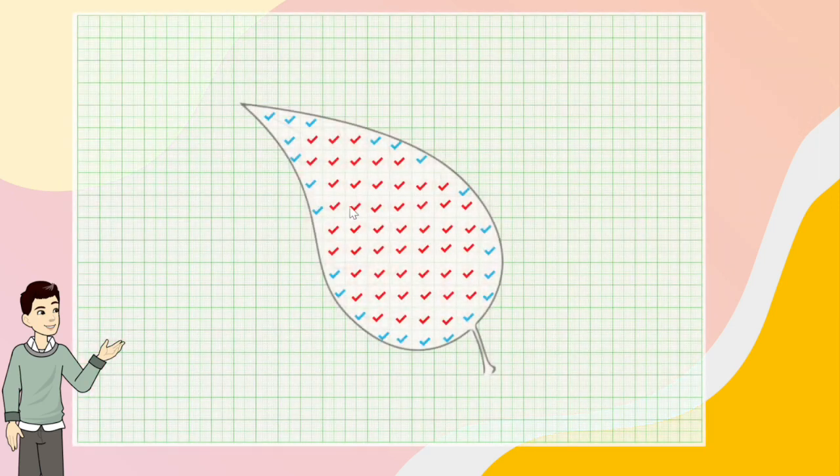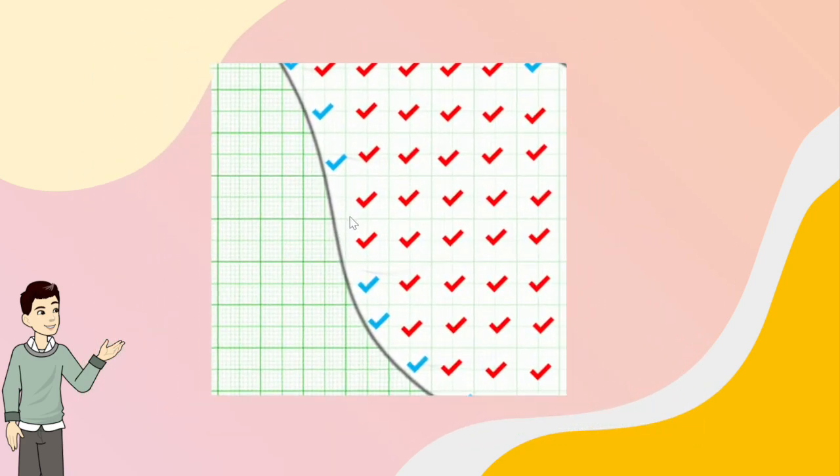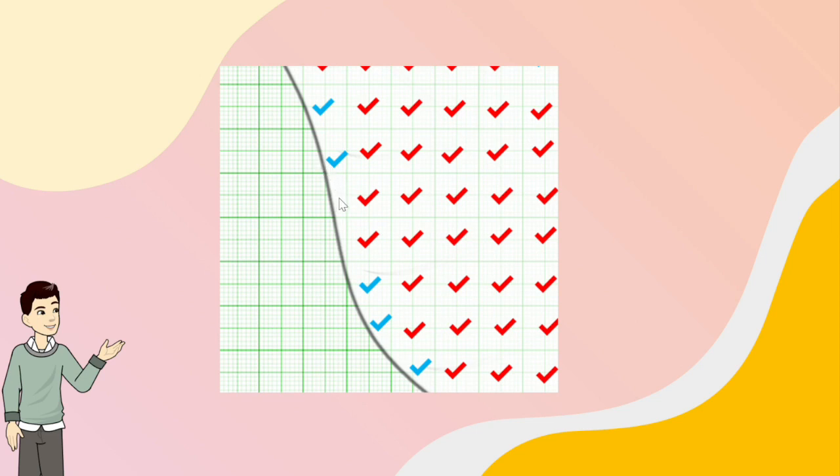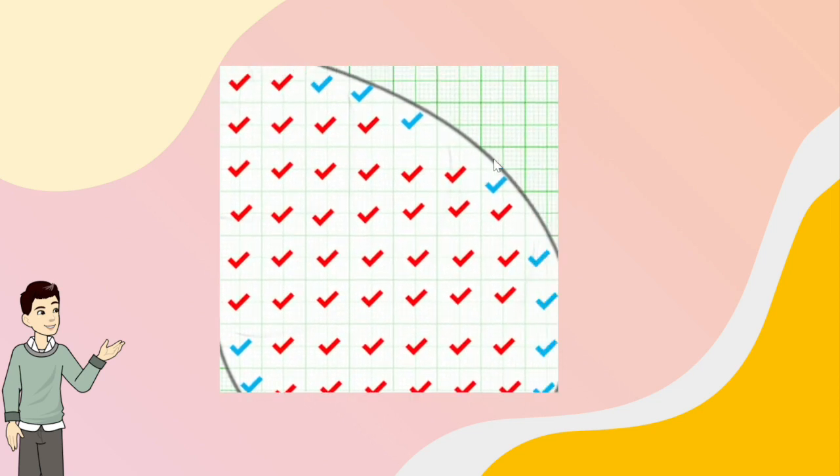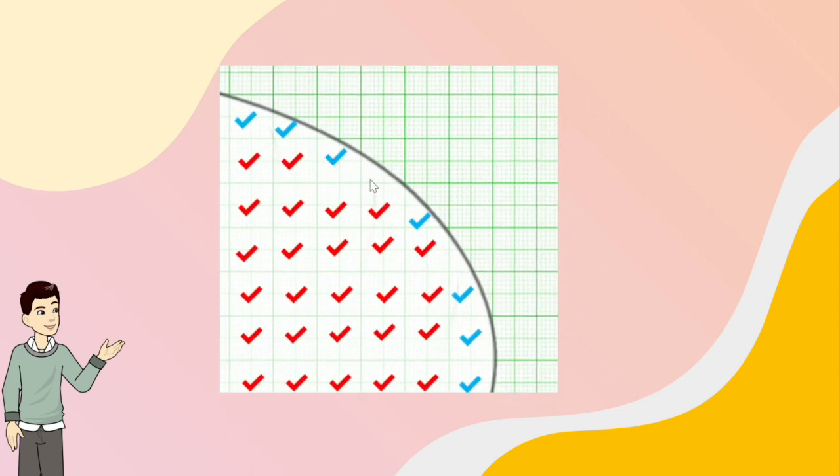So if you take a look at this picture, some of the areas are not ticked. Why? Because the squares are not covered at least half. Same like this area. See, it is not covered at least half. So you don't have to tick it.